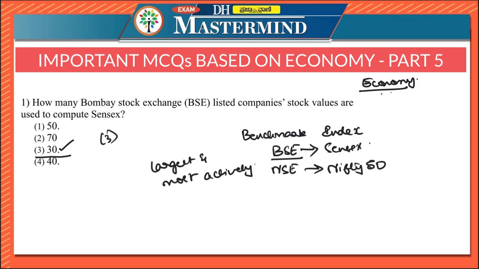Nifty is derived from the National Stock Exchange, as I've already told you, and it comprises 50 companies. BSE comprises 30 companies, and NSE consists of 50 companies. This is a very fundamental and important question. This will be asked in many of the competitive examinations.